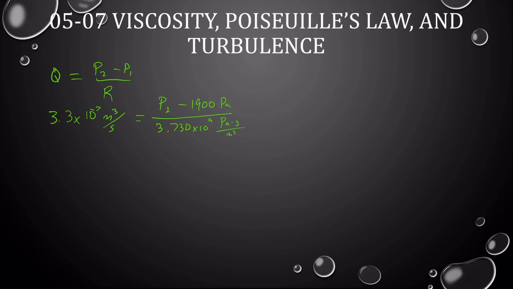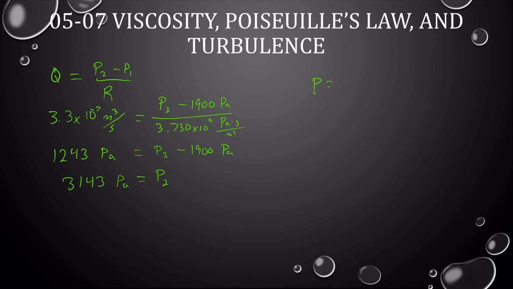All right, so let's multiply by the 3.73. And I think we get 1243 pascals equals P2 minus the 1900 pascals. Add the 1900 pascals, and we get 3143. All right, so that's our pressure in the needle. So the pressure, or in the syringe.